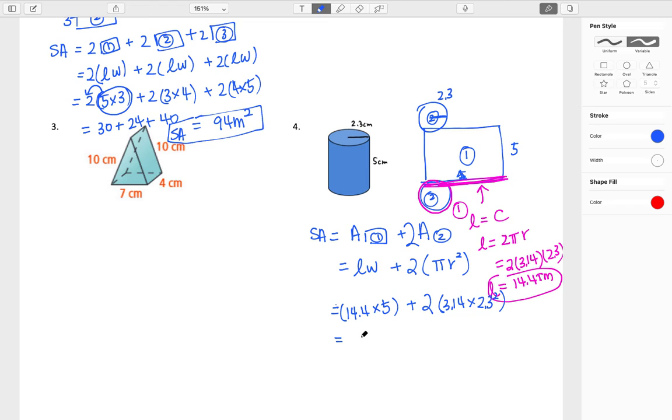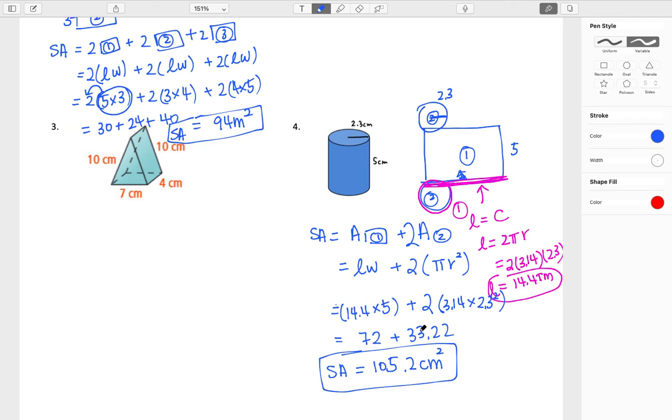So when I multiply this, I get 72. And don't forget, 2.3 squared is 2.3 times 2.3, and that will give you 5.29. And then times 2, you will get 33.22. Therefore, the surface area is 105.2 centimeters squared.